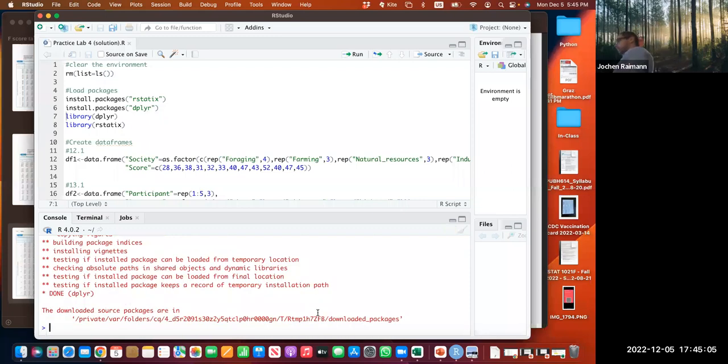Okay. Once it's finished, please go up to lines 5 and 6 and put a hashtag in front of these two commands. Yes, good.